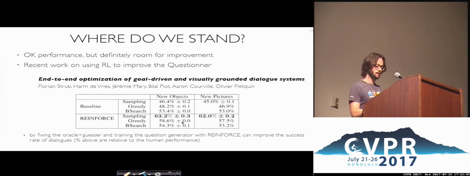And they do get an improvement. I think here this isn't errors, this is now success rate. So more like a 60% success rate, while humans would be at like 90. So some improvement, still some room to go, but that's definitely a really interesting direction to consider. What would be interesting is training everything with RL, so the oracle adapting to the questioner and vice versa.